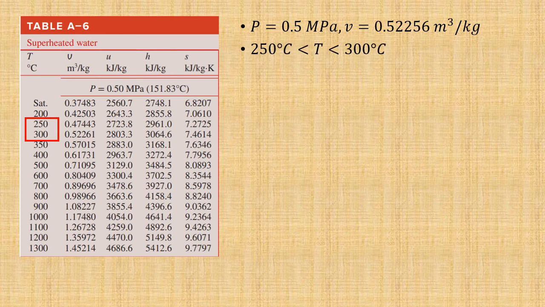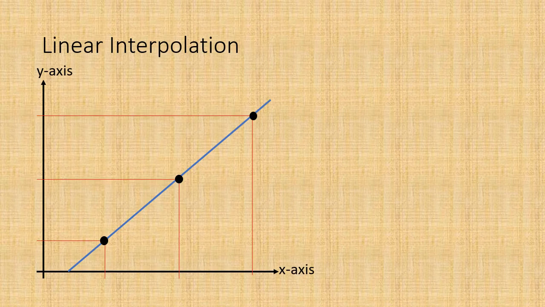To get a better approximation for the temperature, we can use what's called linear interpolation. We can use this graph for a better understanding of linear interpolation. We have 3 points here. Point 1 with x value x1, y value y1. Point 2 with x value x2, y value y2. And point M, which is a point in the middle of point 1 and 2, with x value xm and y value ym.